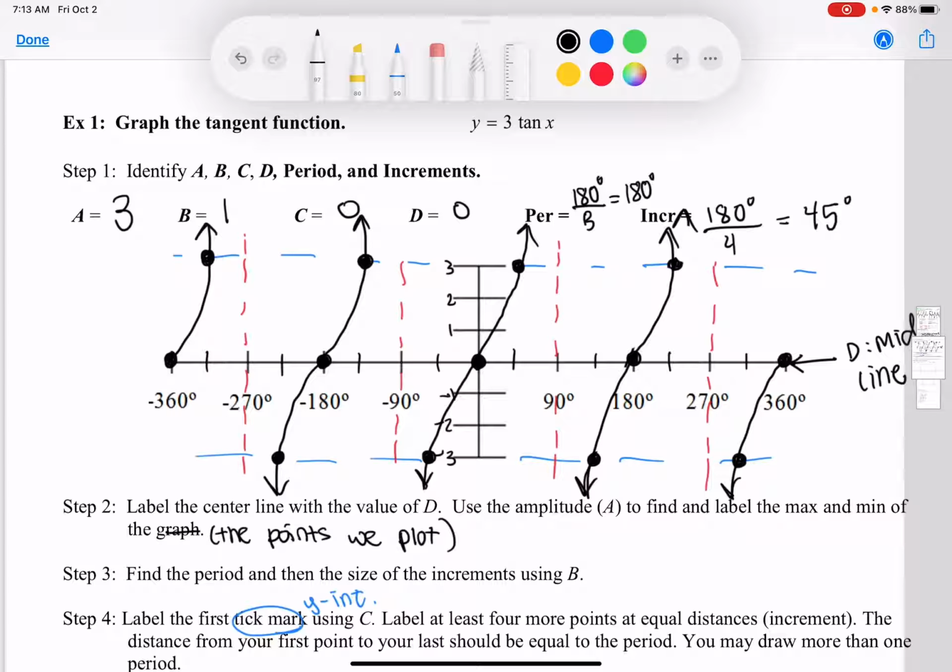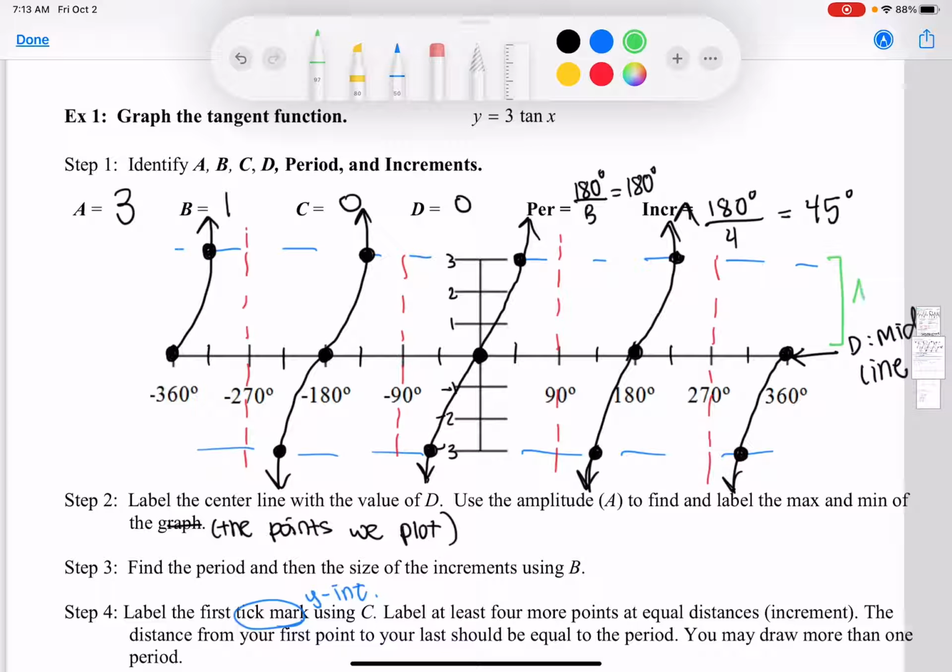Okay, and so let's label a couple more things. We already labeled the midline, and then the distance between the midline and the top point and bottom point would be A. The C is the left and right movement. That was 0, so we stayed here at 0 for the y-intercept, and every point is 45 degrees away from the next.